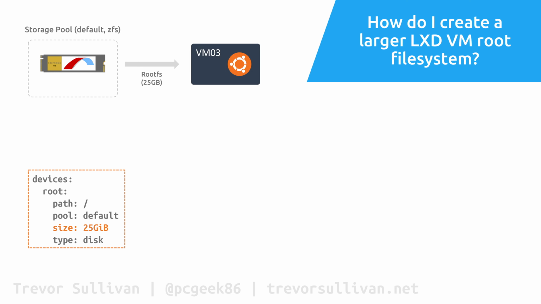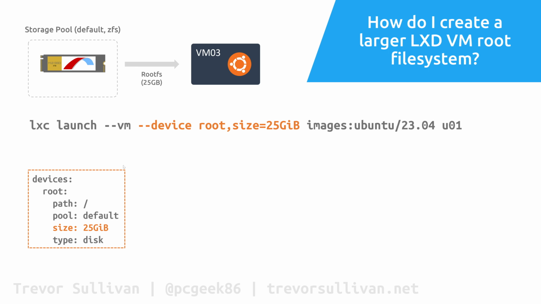All right, so next is how do I actually create a larger LXD root file system? So let's say that maybe we wanted to create a 25 gig rootfs instead of the 10 gigabyte default rootfs. Well, this is pretty easy to do, and if you take a look at the configuration of a virtual machine, you can actually expand the size property of the root file system right here by simply specifying the size property. So if you run lxc config show --expanded and then specify the VM name, it'll actually print out the default configuration of the root block device here.